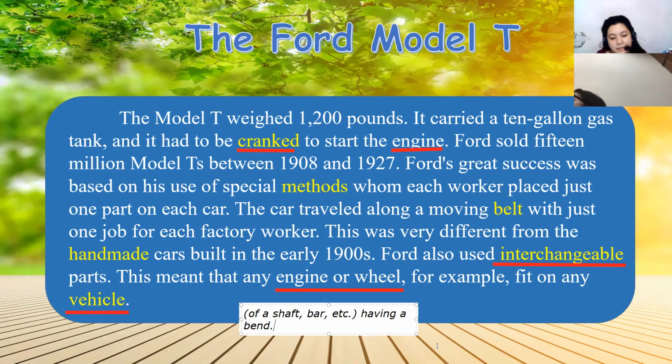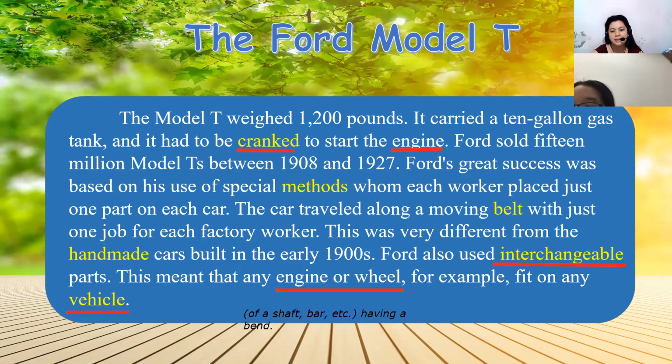Okay. That's the meaning of the word cranked. You need to bend in order to start the engine. And then Ford sold 15 million Model Ts between 1908 and 1927.